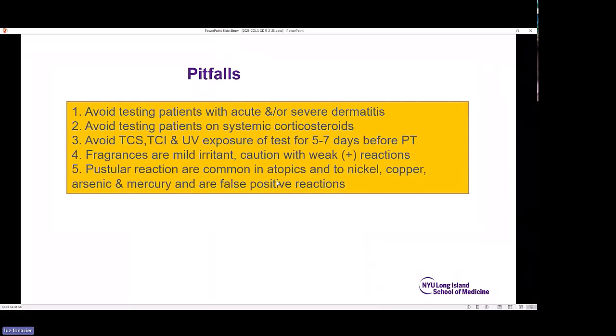Pitfalls of patch testing. You can't patch test patients with acute or severe dermatitis, especially our atopic dermatitis patients who have so much dermatitis on the back. Systemic steroids, I said, but topical steroids you want to avoid for about 7 days on the area where you will be patch testing, which is usually the back. Fragrances are a mild irritant, so be cautious about weak positive reactions. Pustular reactions are false positives, especially in atopics. This includes commonly metals: copper, nickel, arsenic, and mercury.